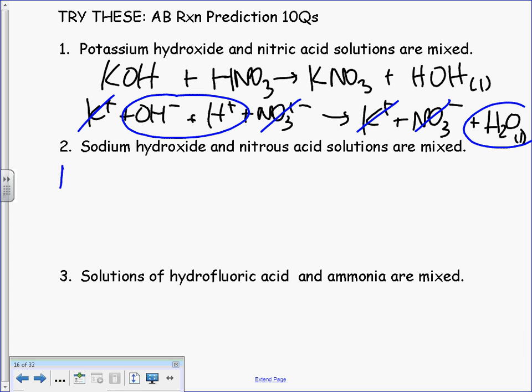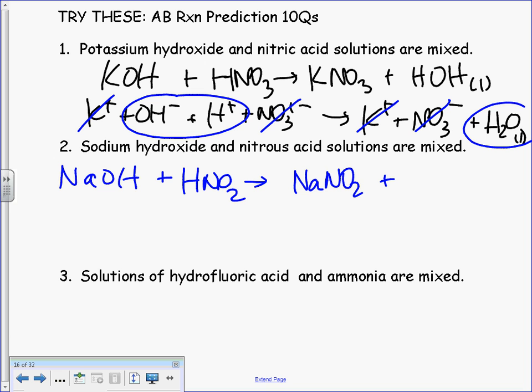Next one, sodium hydroxide. Let's go quickly here. Plus what? HNO2 yields NaNO2, so sodium nitrite, and H2O, water. Okay, it's balanced. Okay, so identify of the 3. Is this one of the 3? The 3 things that are soluble? Yes, strong base. So Na plus and OH minus.